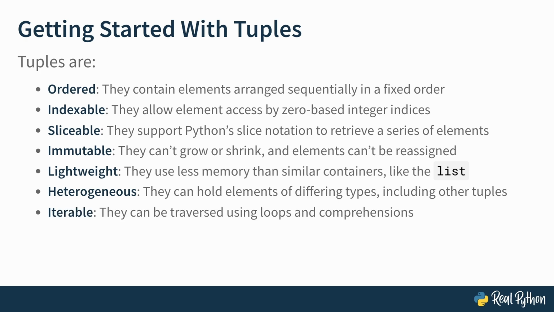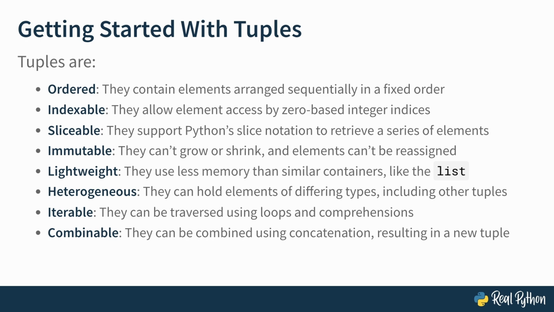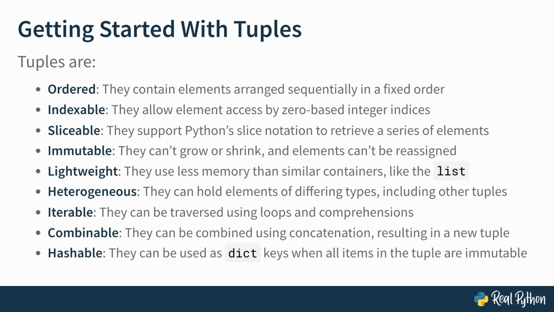Tuples are iterable, meaning they conform to the standard Python interface for iterable objects and can be traversed using loops and comprehensions. Tuples are also combinable. They can be combined using concatenation, resulting in a new tuple. And finally, tuples are hashable. As long as the elements inside the tuple are themselves immutable, the tuple can be hashed, which is a requirement of keys in a Python dictionary.